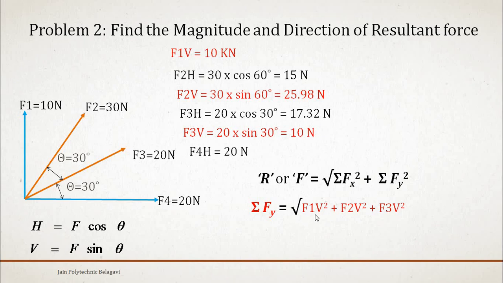So we are going to find only this part, summation Fy. Summation Fy means the vertical direction. All the forces acting in the vertical direction are given in red color. You can find F1V, F2V, F3V. So put all these values, 10 kilonewton, 25.98 and 10 here, and get the values. Now we will get the formula for Fx square, only this part of the formula, summation Fx. Here it is the summation of all the horizontal forces, which is F2H, F3H and F4H.